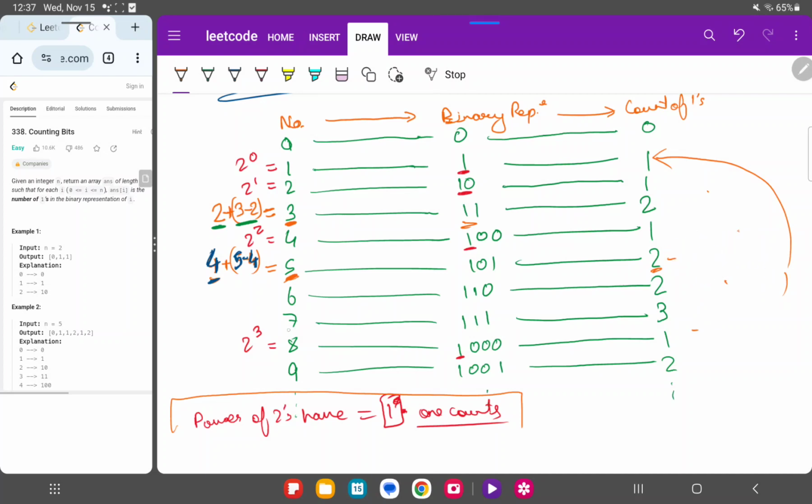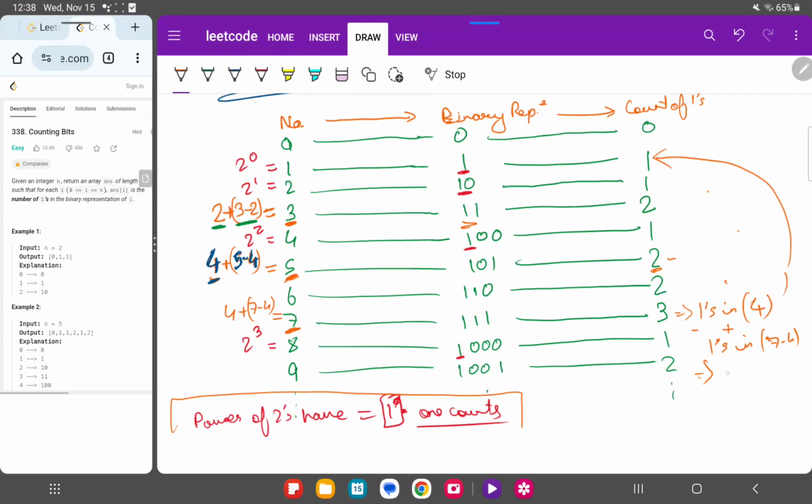So let's check for 7. When n equals 7, 7 can be written as, what was the last power of 2? 4 plus 7 minus 4, which is 3. So 4 plus 3 is 7. So this is ones in 4 plus ones in 7 minus 4.